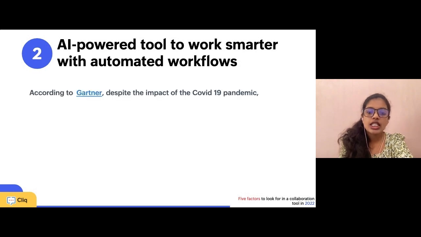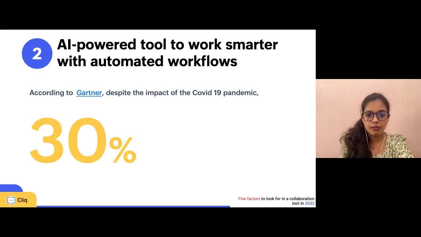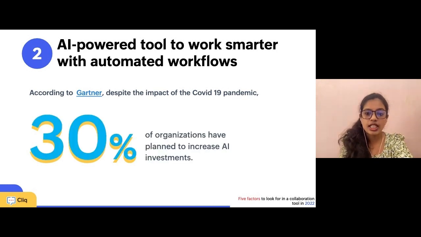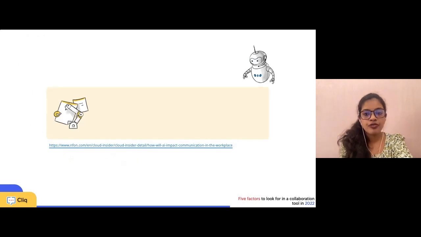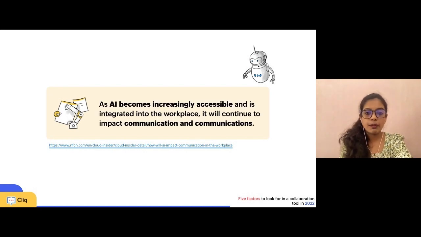According to Gartner, despite the impact of the COVID-19 pandemic, 30% of organizations have planned to increase their AI investments. Today, communication is the most influential factor in idea creation and productivity. Although AI appears most commonly when dealing with communication between businesses and consumers, it also transforms communication within the workplace. As AI becomes increasingly accessible and is integrated into the workplace, it will continue to impact communication and communications.